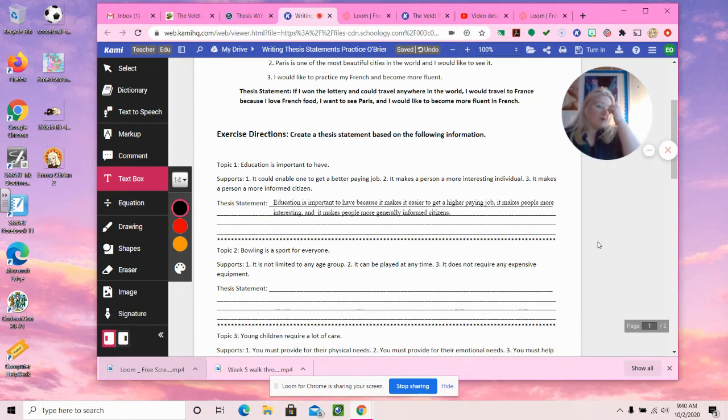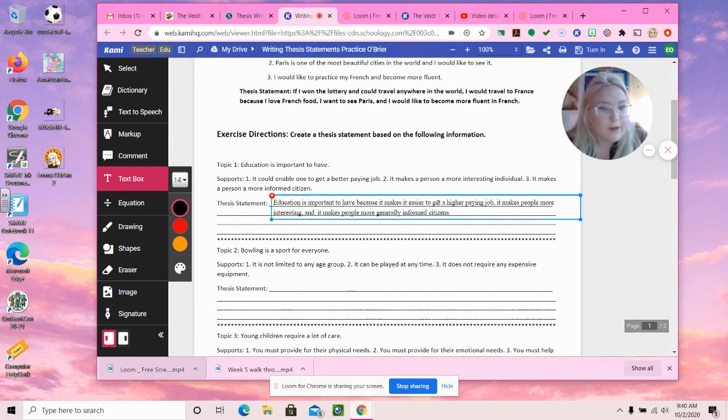So the thesis that we came up with is: education is important to have because it makes it easier to get a higher paying job, it makes people more interesting, and it makes people more generally informed citizens. There you go. So now we know that when we write this essay, our first paragraph is going to be about getting a better paying job. It's the first thing we listed. Our second paragraph is going to be about being more interesting. And then our third paragraph is going to be about generally informed citizens.